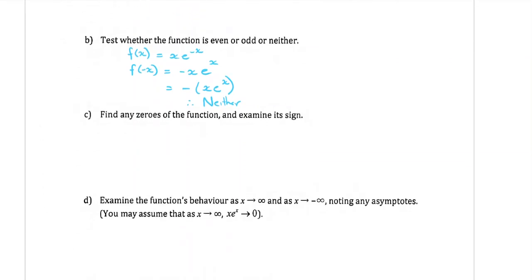Question C. Find any zeros of the function and examine its sign. So the zeros are when y equals 0, right? We're talking about the intercepts on the x-axis. So let's sub in when y equals 0 into the original equation that's up in the very beginning there. So that's 0 equals x e to the negative x. How do I solve that to find x?